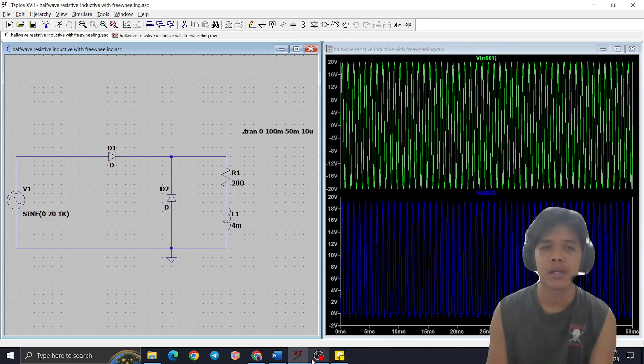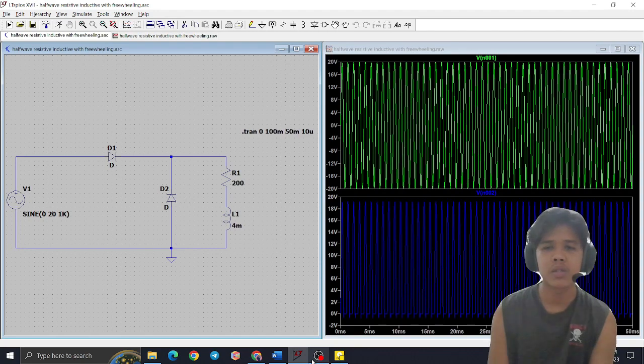Okay, so for the third circuit, also known as half-wave resistive inductive with freewheeling, as you can see, we have one more diode that we use as a freewheeling diode. So the circuit has a positive cycle, but when the current flows through the freewheeling diode, it will change from positive cycle to negative cycle. And the current will keep running through the circuit and will not run out because of the freewheeling diode.